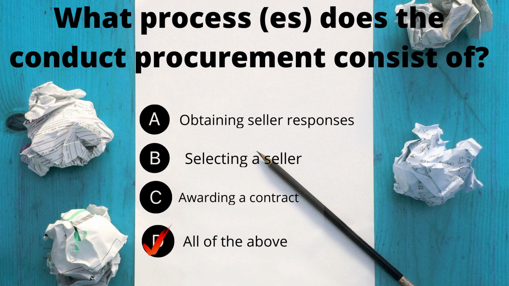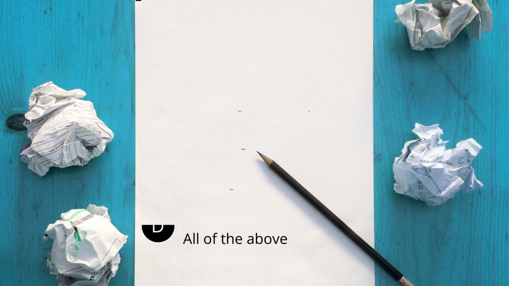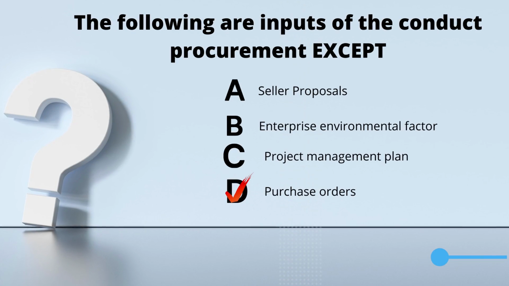Next question. What process or processes does the conduct procurement consist of? Is it A. Obtaining seller responses, B. Selecting a seller, C. Awarding a contract, or D. All of the above? The correct answer is D. All of the above, as the conduct procurement is a process of obtaining seller responses, selecting a seller, and awarding a contract. Moving on to the next question.